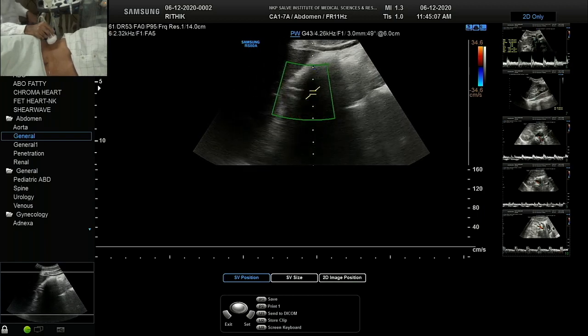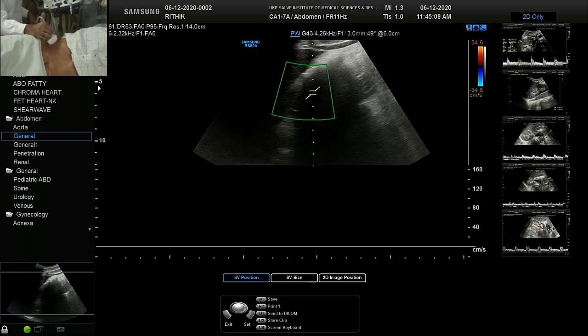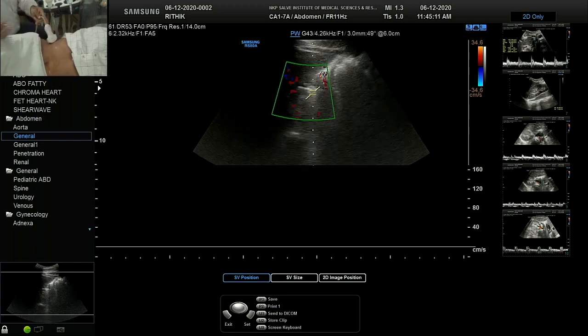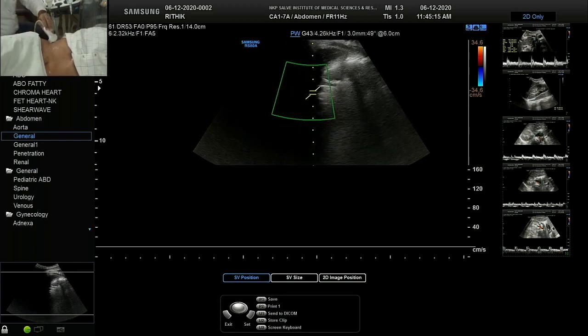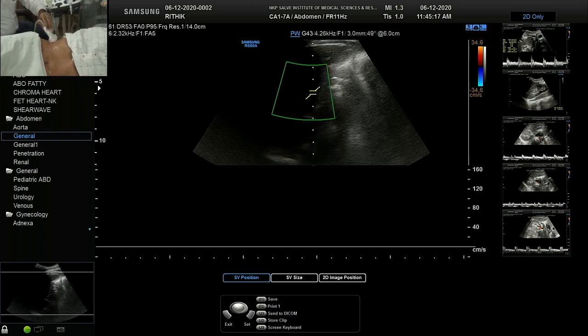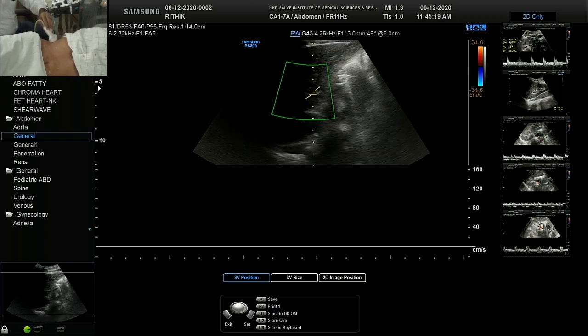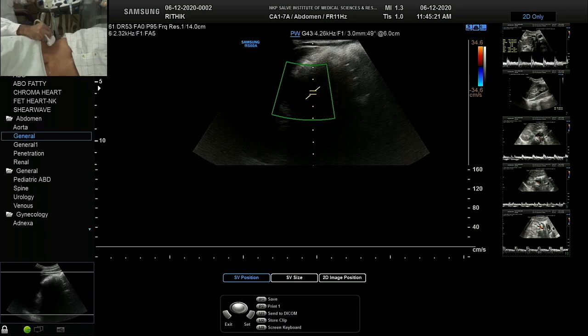If you find that the patient is exhausted, that you asked him to hold breath two times, 3 times, then what you can do is just ask him to relax and let him take 1 or 2 breaths. You also relax and then again begin.